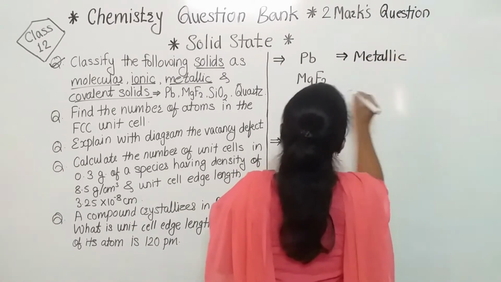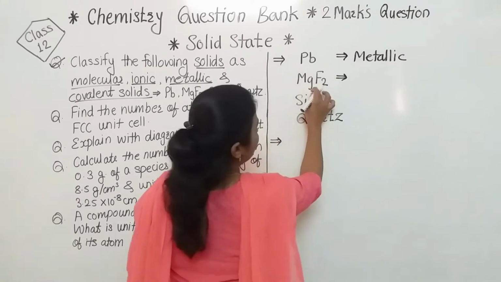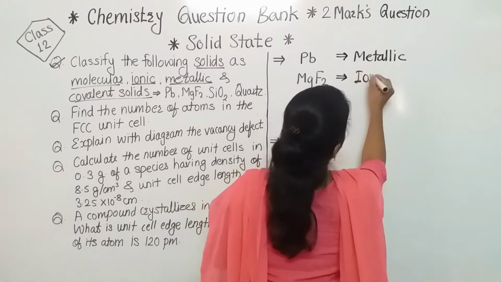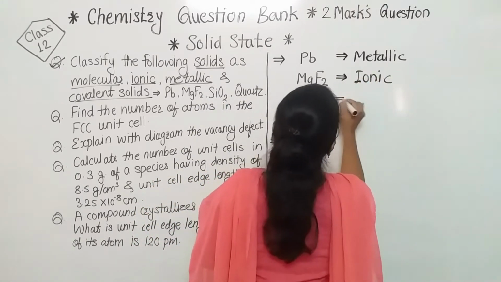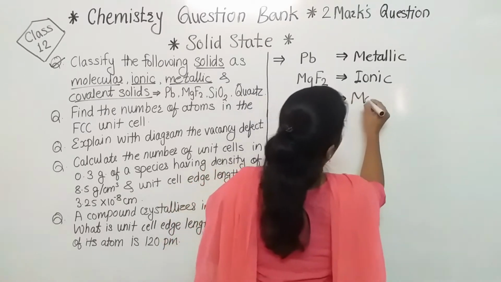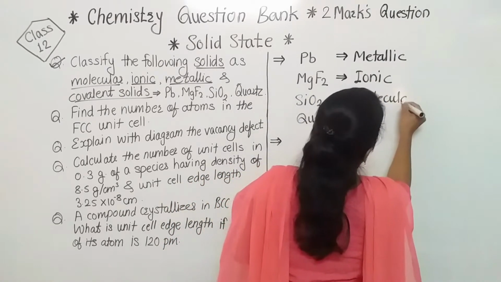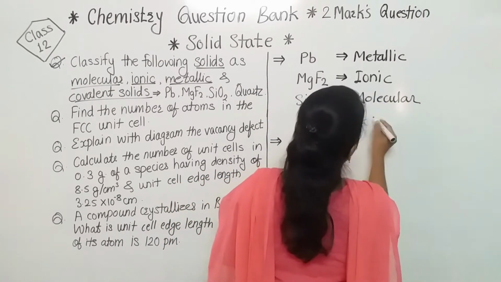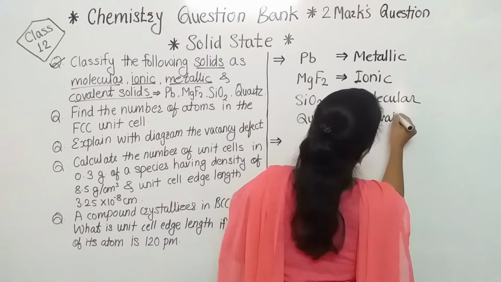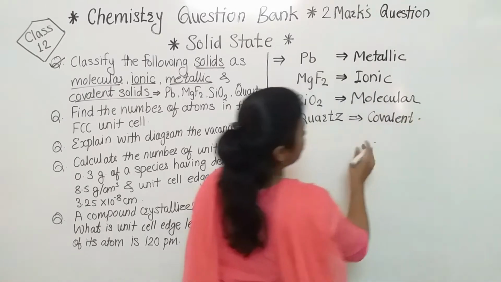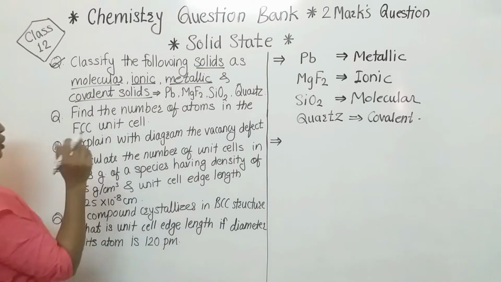Pb is the metallic solid. MgF2, it is the ionic solid. Next one is SiO2, it is the molecular solid, and last one, that is the quartz, it is the covalent solid. So only that much answer is expected for this question.